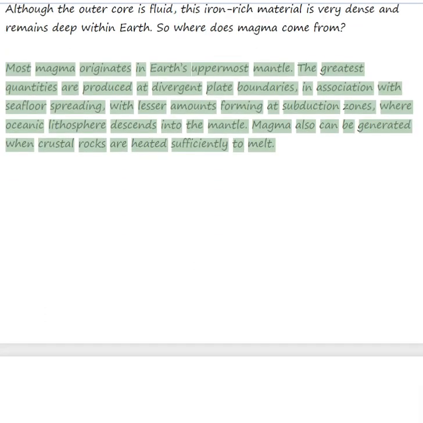Most magma originates in Earth's uppermost mantle. The greatest quantities are produced at divergent plate boundaries, in association with seafloor spreading, with lesser amounts forming at subduction zones, where oceanic lithosphere descends into the mantle. Magma also can be generated when crustal rocks are heated sufficiently to melt.